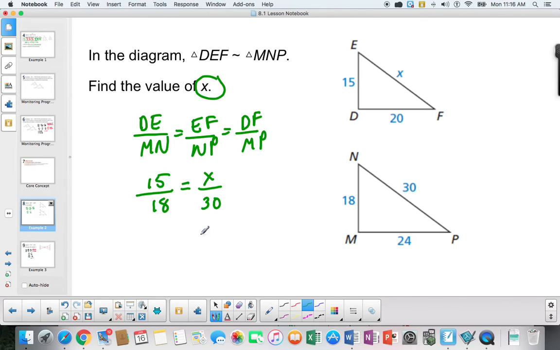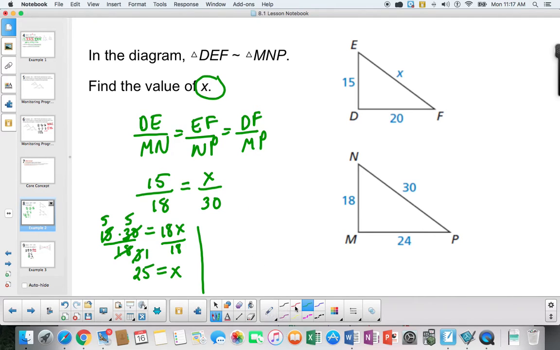Now there's two ways you can do this. One way is to just cross multiply. So I'll do 15 times 30 is equal to 18x. And then what I like to do is divide both sides by 18. And while I'm doing that, I'm going to reduce. So 6 goes into here 5 times, 6 goes into here 3 times, and I can still do some reducing. 3 goes in here 1 time, 3 goes in here 5 times, and the answer is 25.